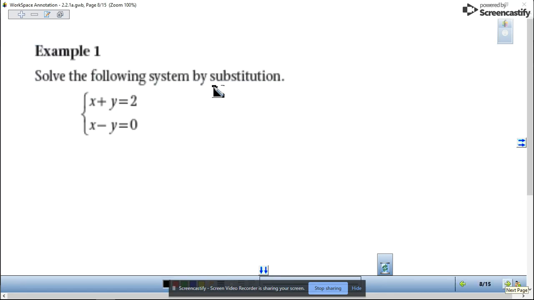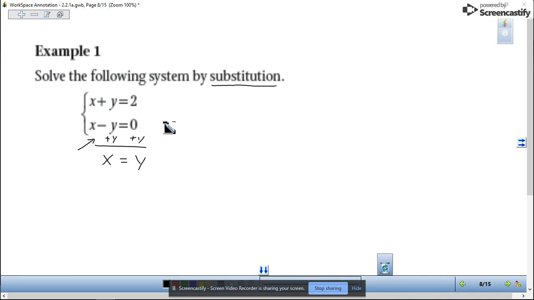It says solve by substitution. So we're going to specifically look at substitution here. What you want to do is you want to look and say, okay, can I easily solve one of these equations for x or y? And the one I immediately am drawn to is the bottom one, because if I were to add y to both sides, then that becomes x equals y. That tells me that x and y are the same.